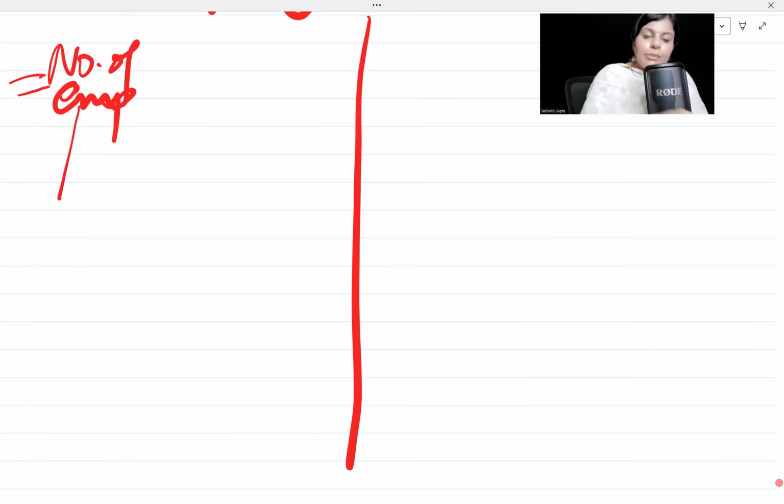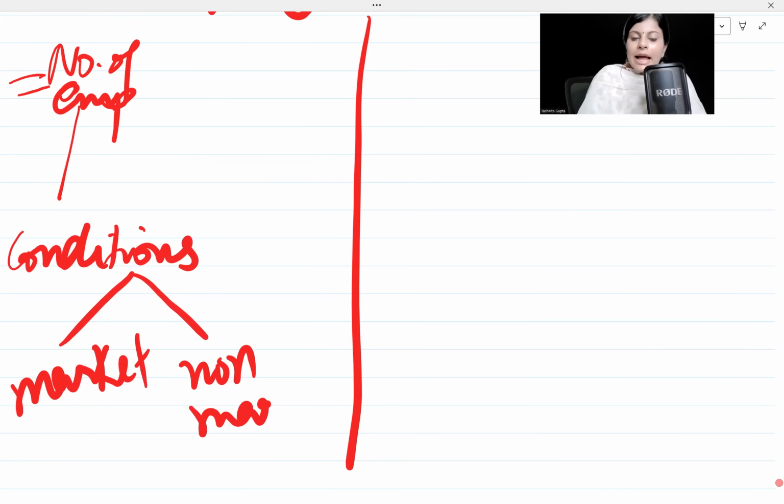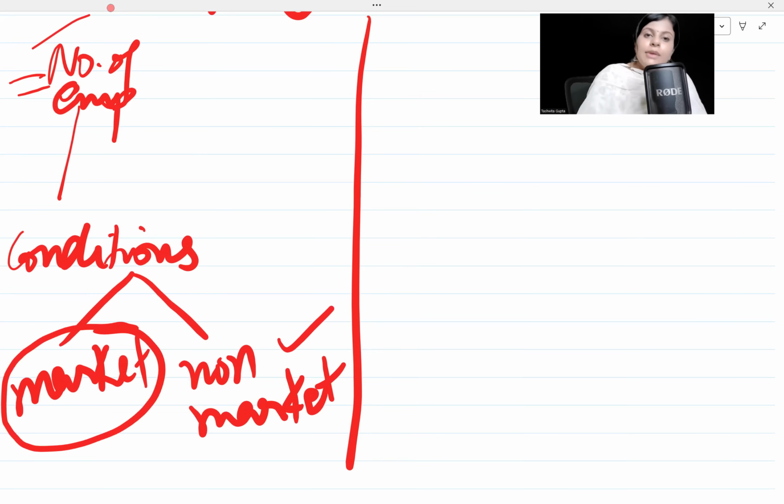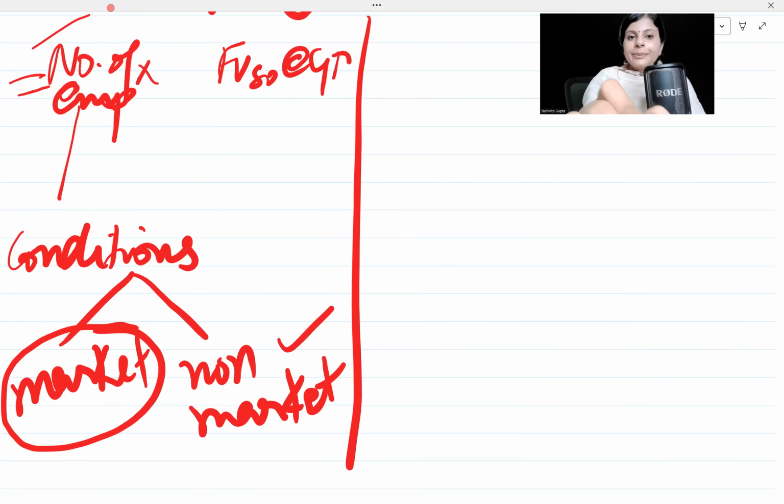How do you get to know how many number of employees will get the share options? It depends upon the conditions. Now, there are two types of conditions. One is market condition. Another is performance condition or non-market condition. And we just take into account the non-market condition by calculating the number of employees. Because market conditions are not in hand of the employees. So market conditions are already adjusted in the fair value of the share option at grant date.